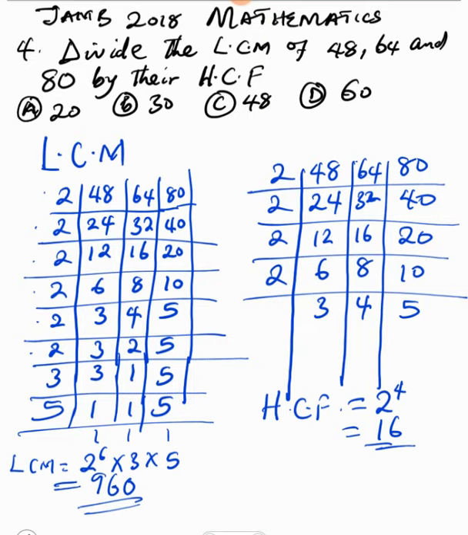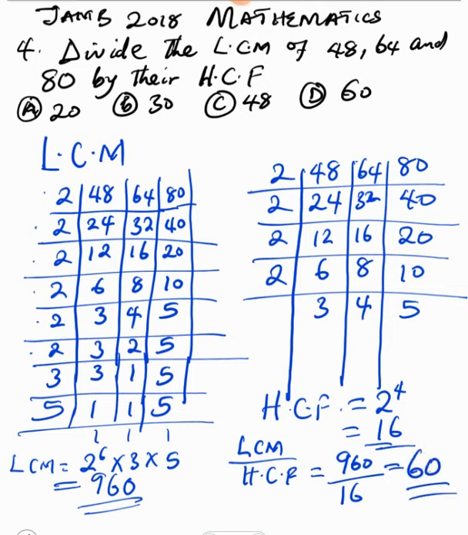The question says we should divide the LCM by the HCF. So LCM over HCF, where LCM is 960 and HCF is 16. And this will give us, divided by 16, 60 as our answer. Therefore, the correct option is D, which is 60.